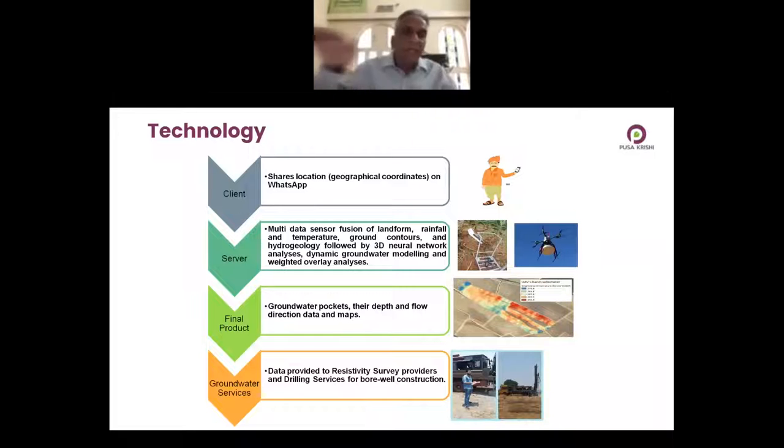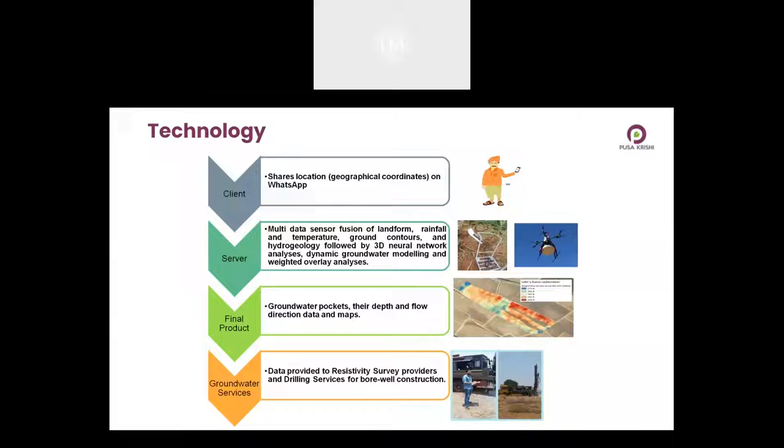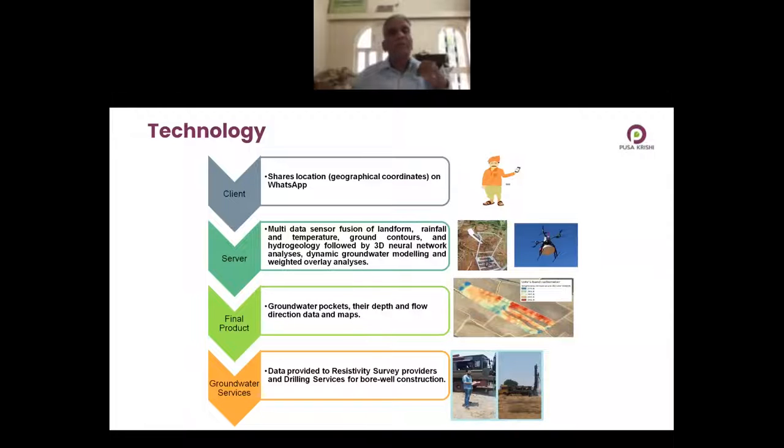Then there are layers generated by multi-data sensor fusion: landform, which is coming from satellite remote sensing, rainfall and temperature, groundwater contours, and hydrogeology, along with neural network analysis, dynamic groundwater modeling, and weighted overlay analysis. These are the different layers which are superimposed through AI on our server, and our output is groundwater pockets, where they are, and then their depth and flow direction data, as well as a map. We provide this information to resistivity survey providers and drilling services for borewell construction.